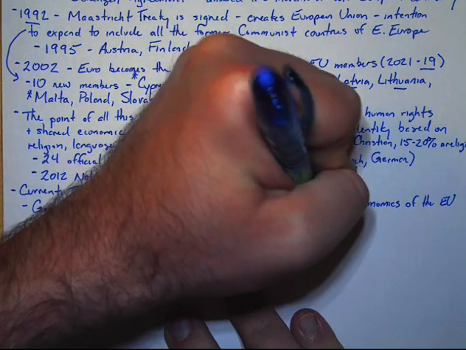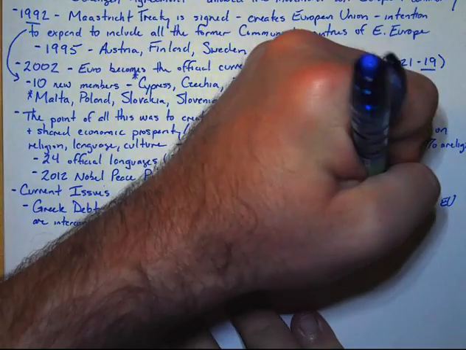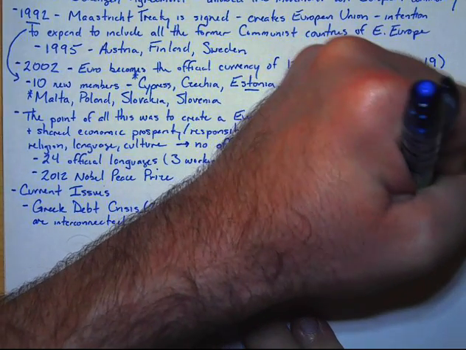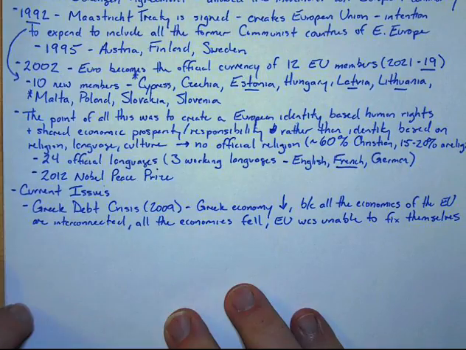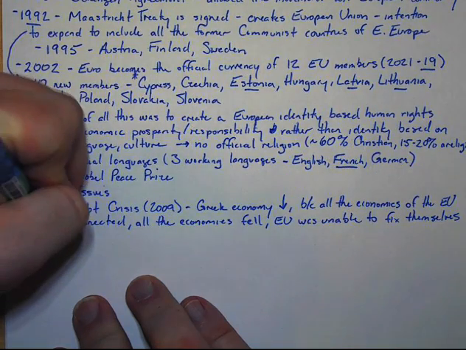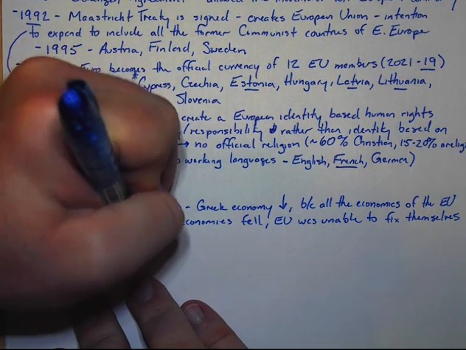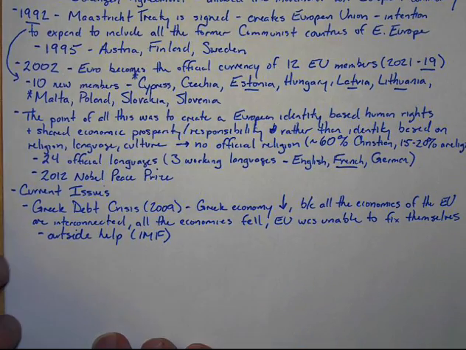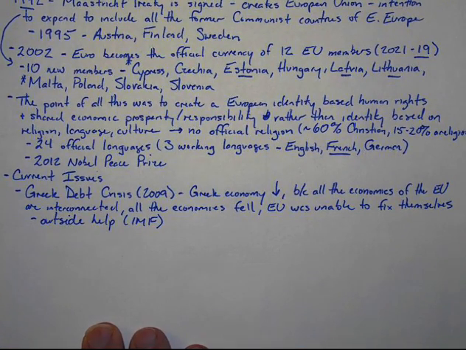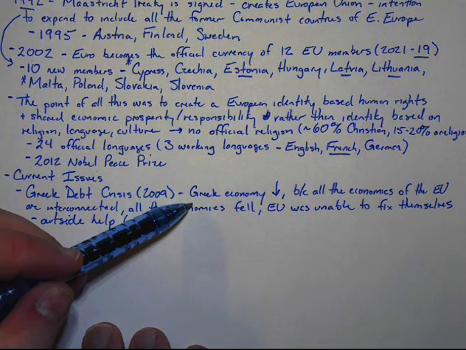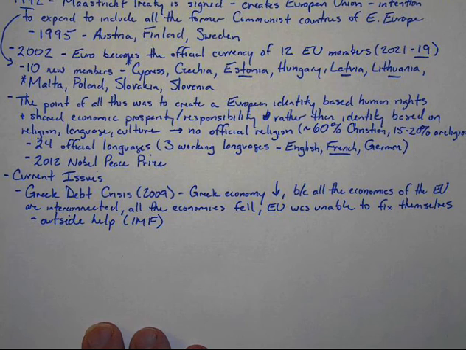And the EU was unable to fix this themselves. So they had to bring in outside help in the form of the IMF. So because all of these economies are interconnected, if any one of them collapses, confidence in the euro will also fall off. So this is a danger of having all of these interconnected economies.